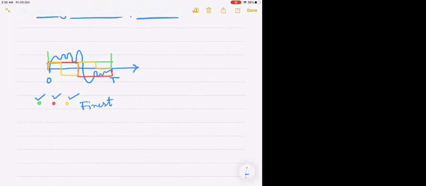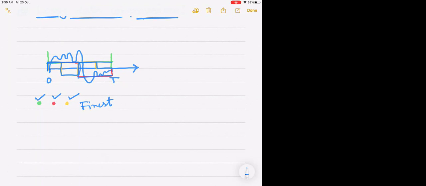So if there is a function which is 1 times the yellow function, then it varies like this. It varies quite quickly. It is high frequency. Whereas this red one is a little less frequency, and the green one is 0 frequency. Right?